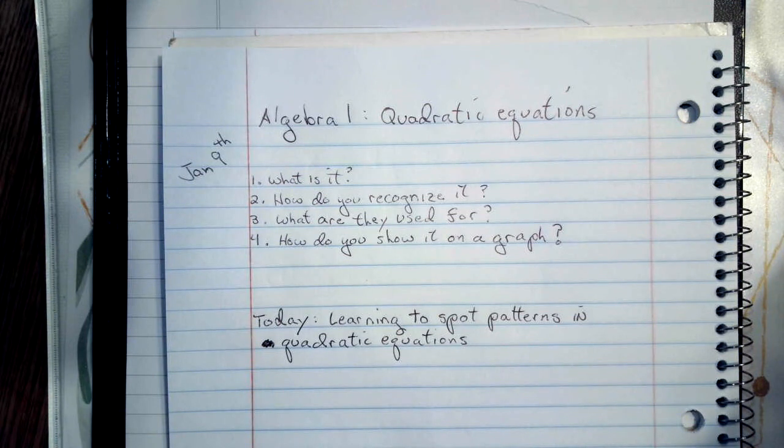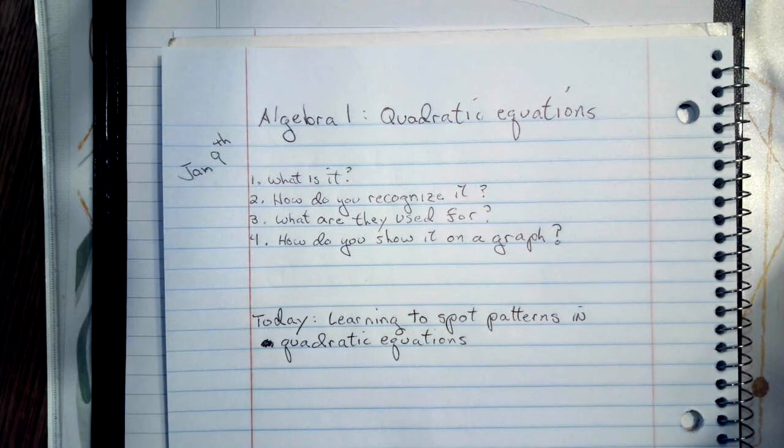And so we learned to start with how to move things around the equal sign, and then eventually got to where we understood the basic equation of a linear equation, what that looks like. Well, not everything goes in a straight line. We do quadratic equations. So today I've got four things. First of all, what is a quadratic equation? How do you recognize it? What do they use for? And how do you show it on a graph?